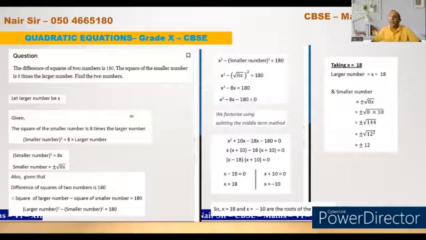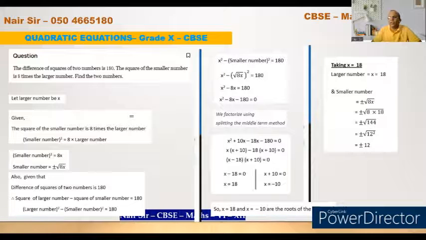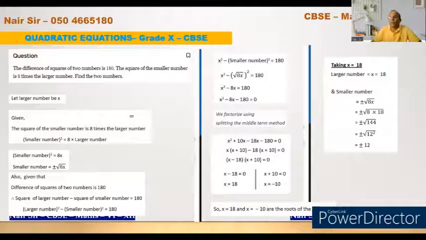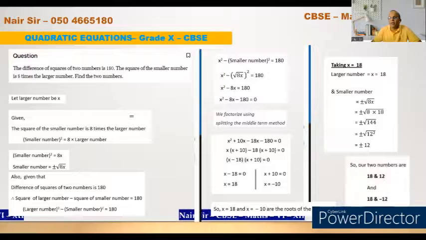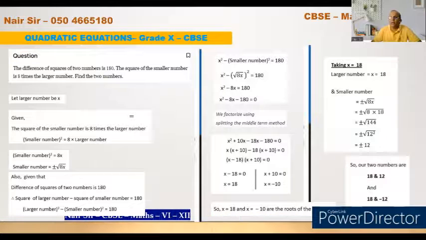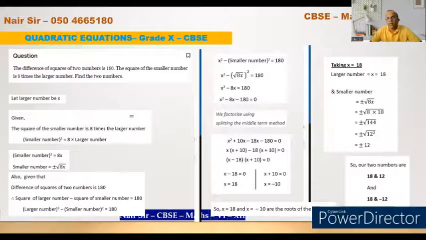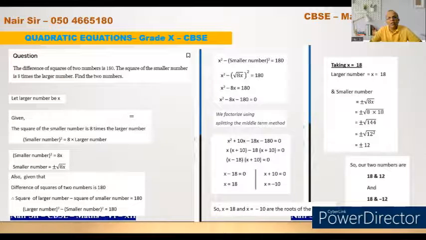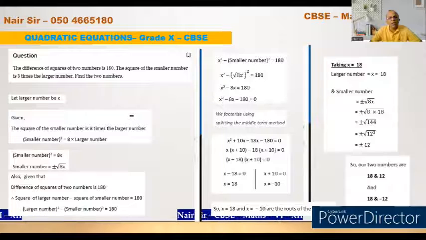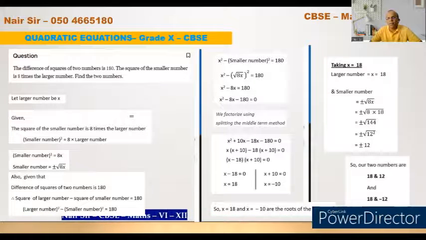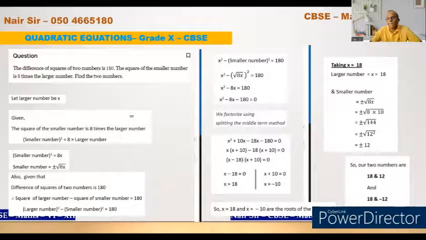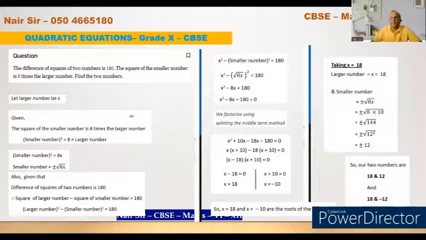So for the larger number, if I take x equal to 18, I get plus or minus 12. Alright? And that is the number they are talking about. Okay. I go further.